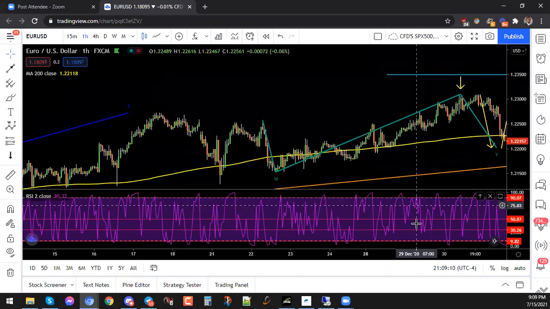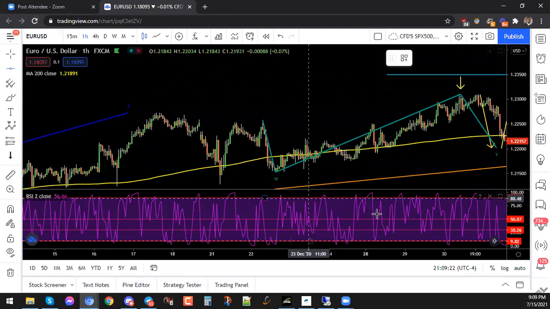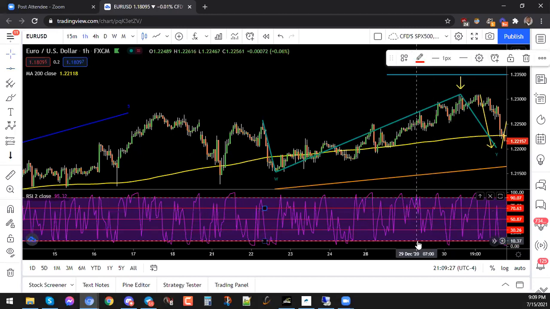90 to 70. Okay, it looks like I erased one of my lines here. Let me just try to put it back. So I'm looking at 70. All right, so right around here should be 70. Okay, so we're looking at from 90 to 70 as my extreme high on the RSI. And as I said, many of you would refer to this as your overbought condition, right?